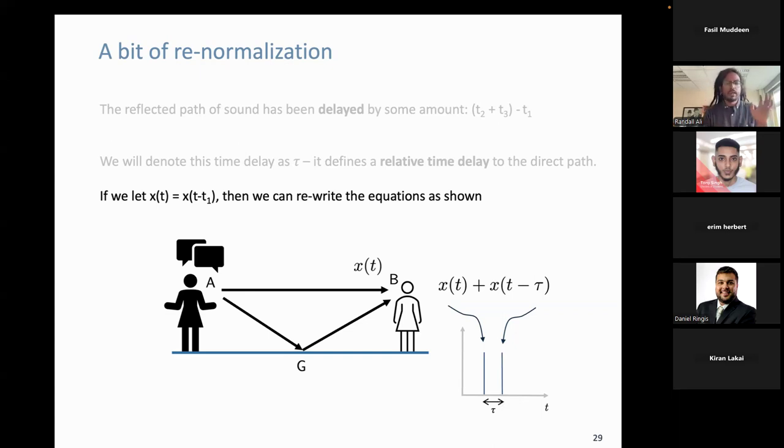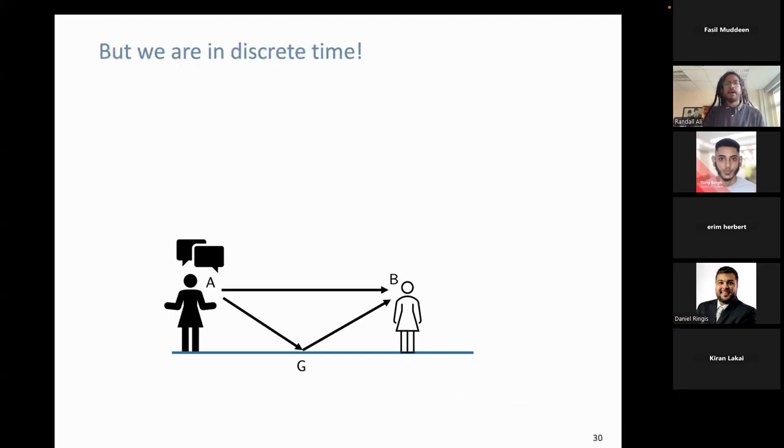The interpretation of this is that instead of thinking about the direct path from A to B, we consider x of t to be already at point B here, right? That's just a rewriting of things to express our output in terms of these two peaks, where the first one is x of t and the second one is x of t minus tau, where tau is a delay with respect to that first one. Okay. But what I've done so far is I've considered things in time in seconds, right?